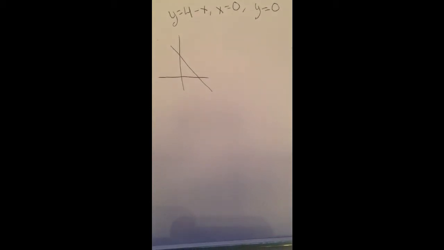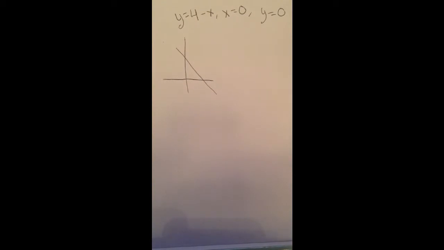Now, to continue with the disk method, we're going to try a problem that might be a little bit trickier. And this is because this problem is going to be in terms of dy instead of dx. So, the problem is to find the volume of the solid that is enclosed by the line y equals 4 minus x, and x equals 0, and y equals 0.